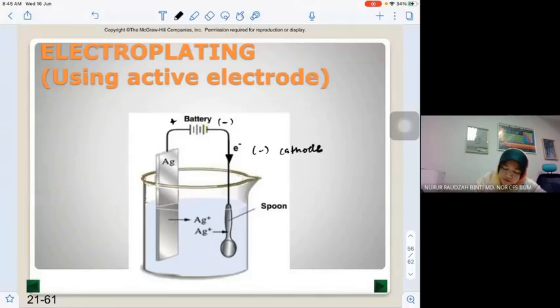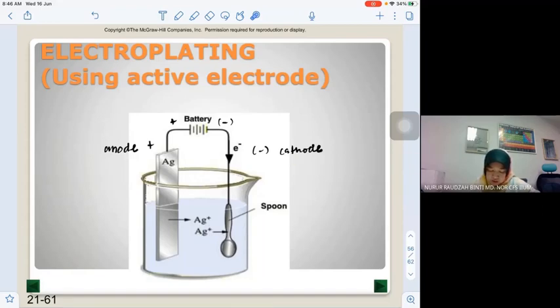And this is the positive terminal, so it is connected to the positive electrode, which is the anode. So this is the cathode. What happens in this electrolytic cell is that the Ag+ in the electrolyte goes to the cathode and undergoes reduction. When the Ag+ undergoes reduction, it coats this spoon. This is what we call the electroplating process, which is the reduction that happens at the cathode.